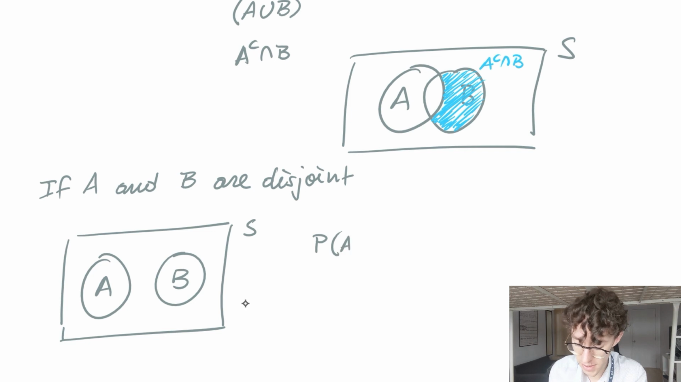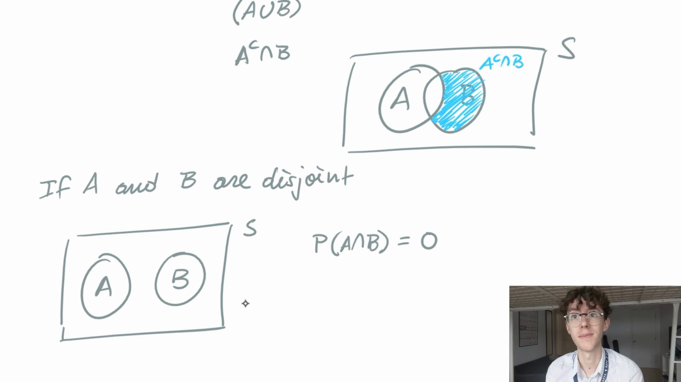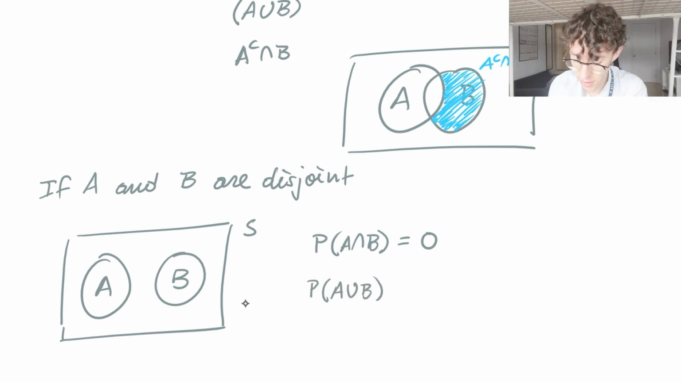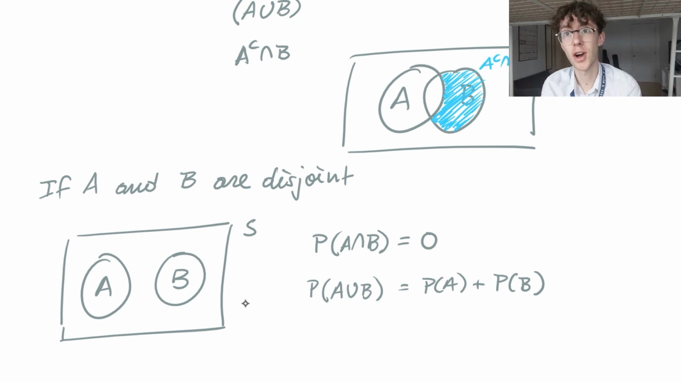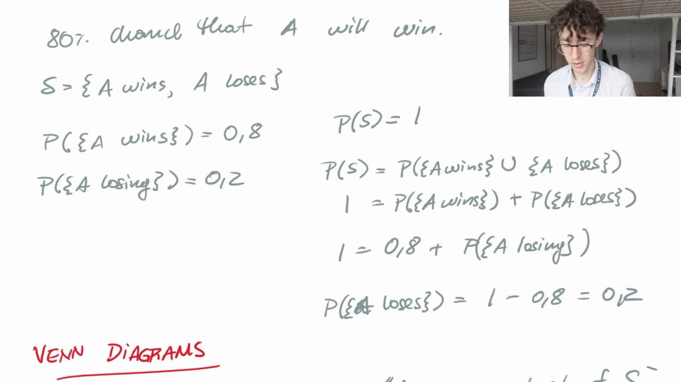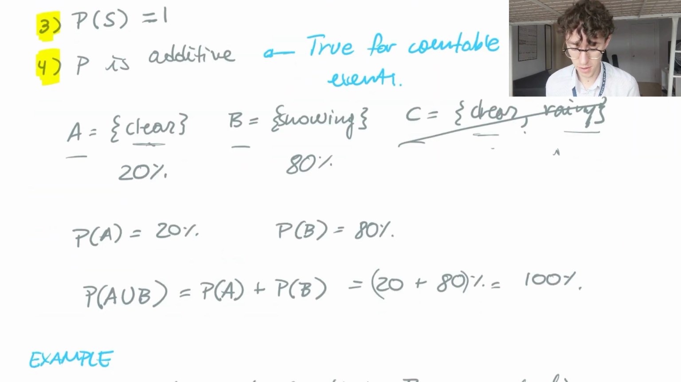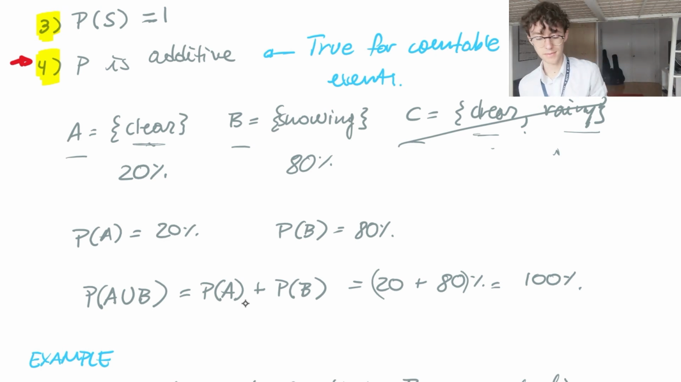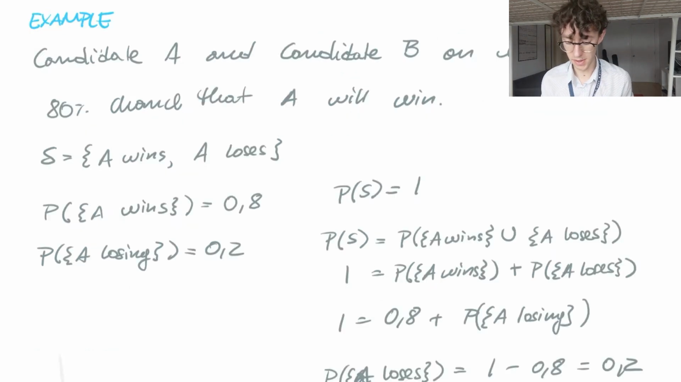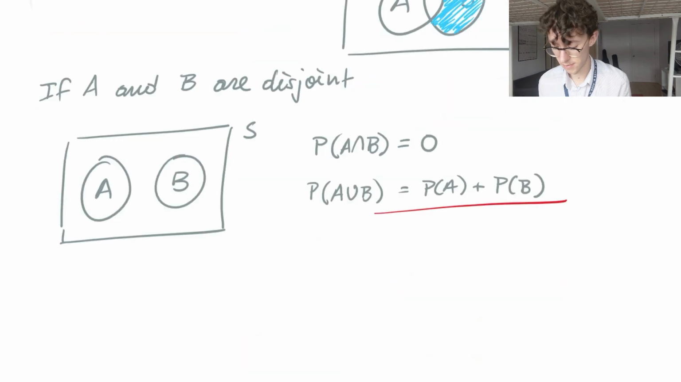And so if we have that, then the probability of A intersect B would be equal to 0. But the probability of A union B would be equal to the probability of A plus the probability of B, as we saw in the fourth property of probability measures. We showed this here. It's our fourth property of probability measures right here. I have the exact same formula written here.